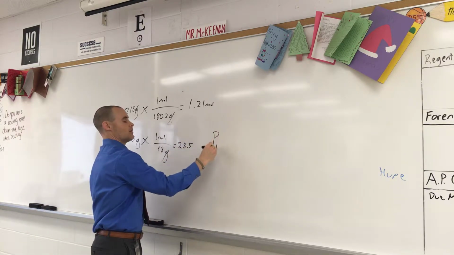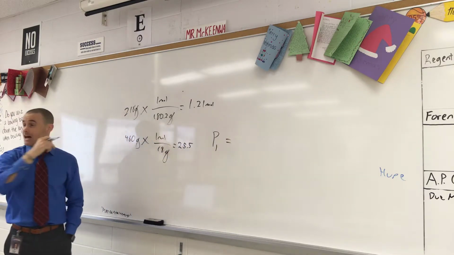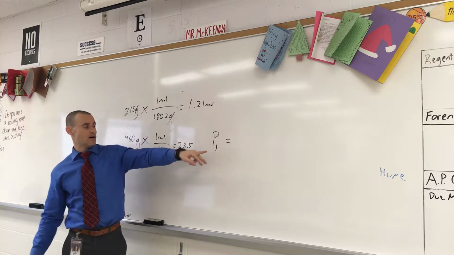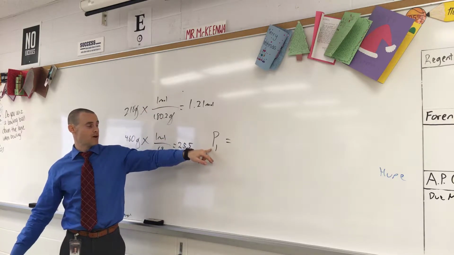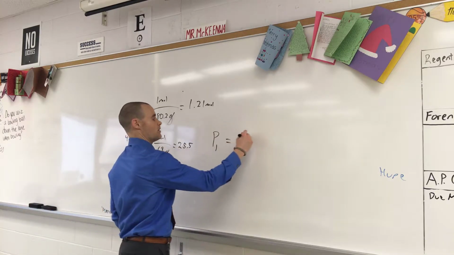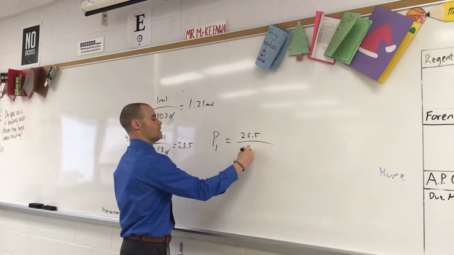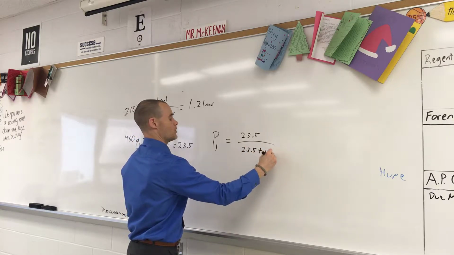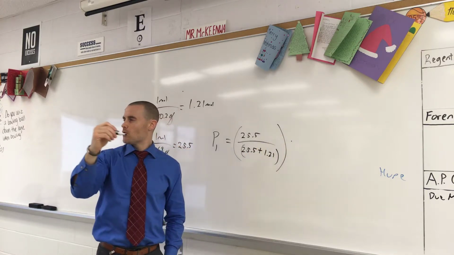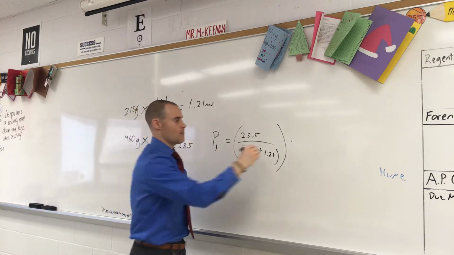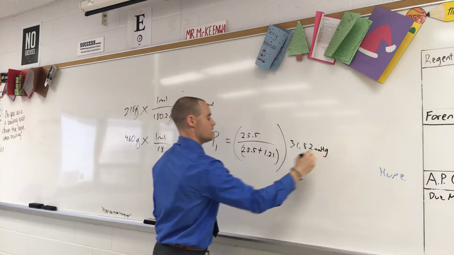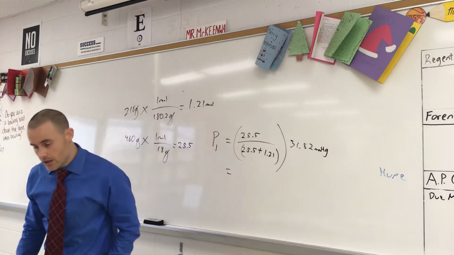So it's a lot like partial pressure actually. We've done formulas just like this with the gas laws. The partial vapor pressure, P1, of the solution would be 25.5 divided by 25.5 plus 1.21. All that times, what was that number? 31.82 mmHg.